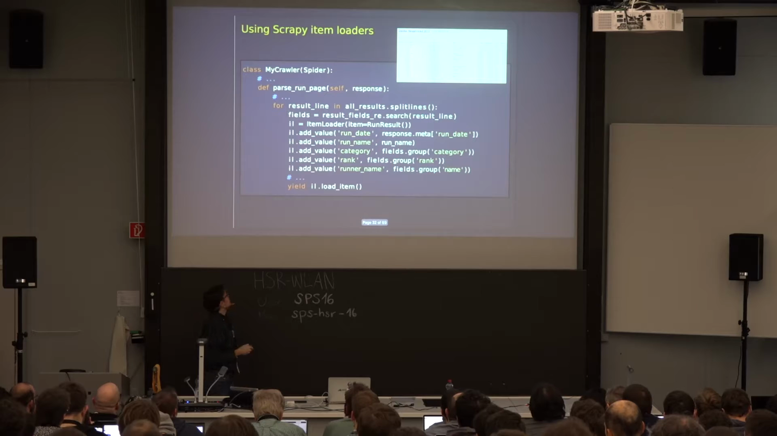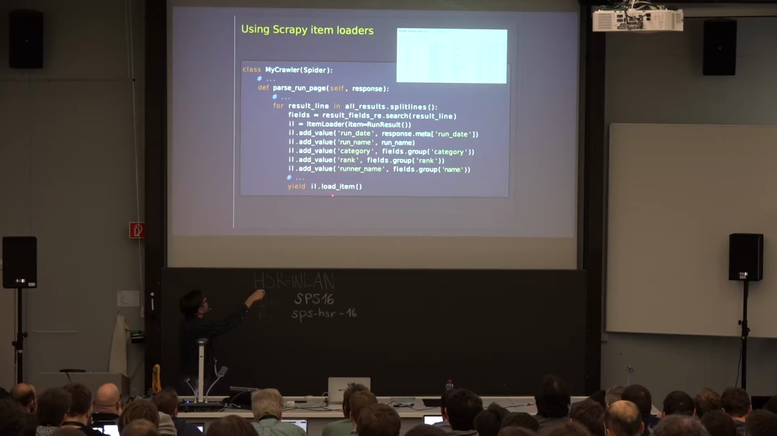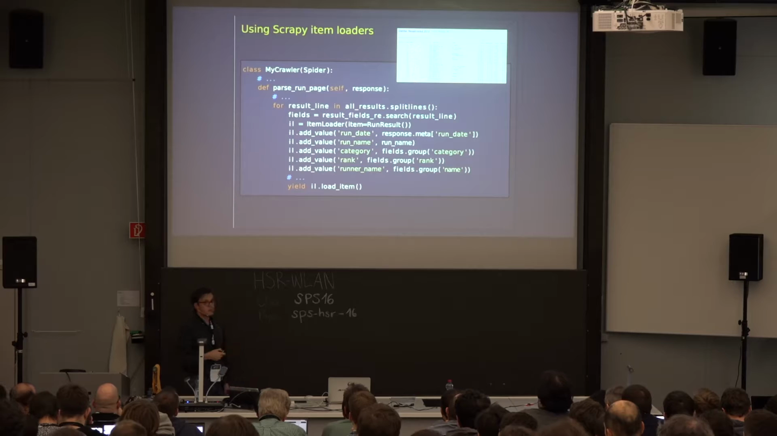So these are items and data processors. And you use them like this. You can generate such an item loader, add your values, and then you call load item, and Scrapy will pass them through your defined input and output processors, and thus your data executes your data manually.